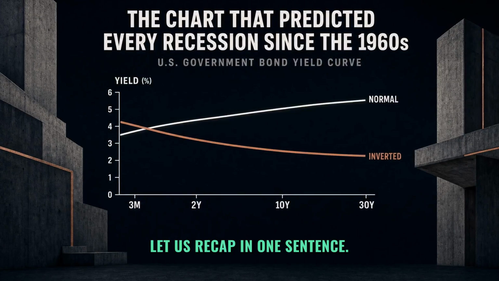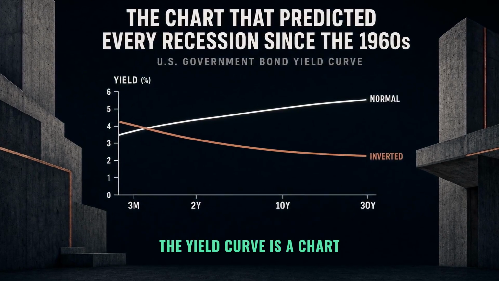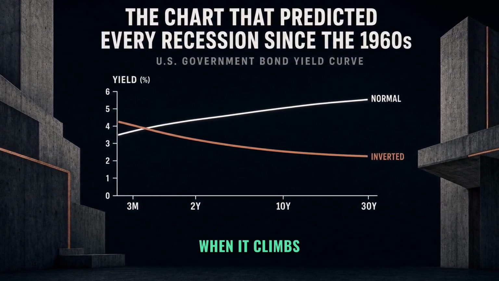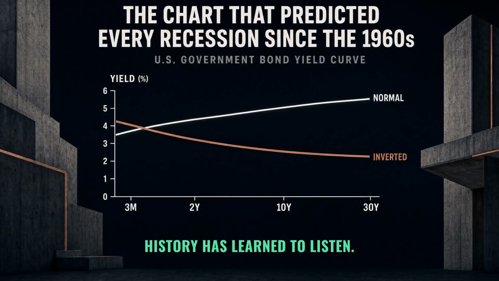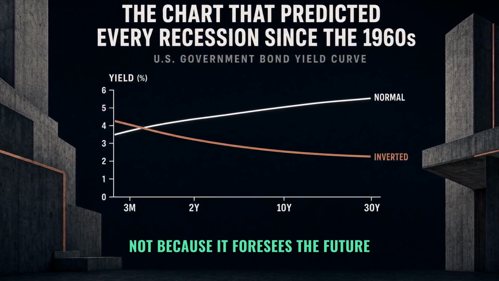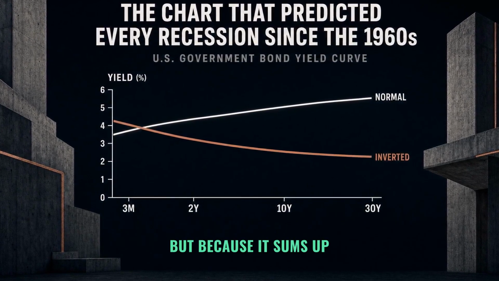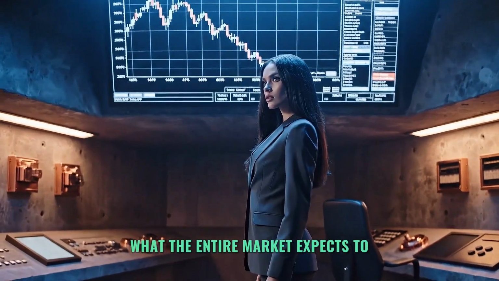Let us recap in one sentence. The yield curve is a chart of yield against maturity. When it climbs, the world is in order. When it drops, when it inverts, history has learned to listen. Not because it foresees the future, but because it sums up in a single line what the entire market expects to happen.